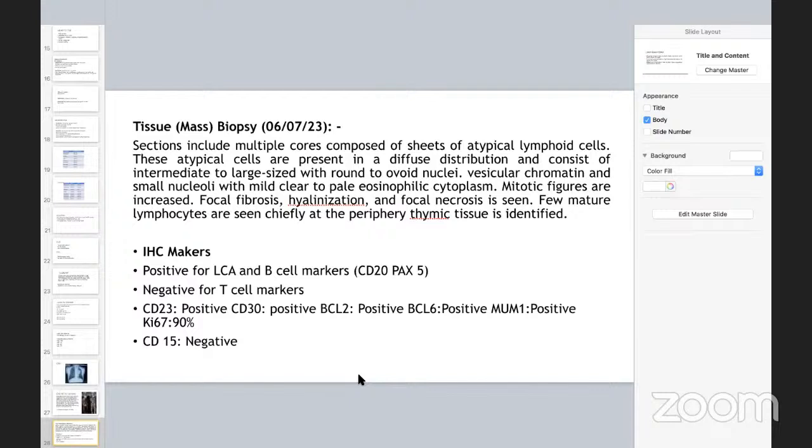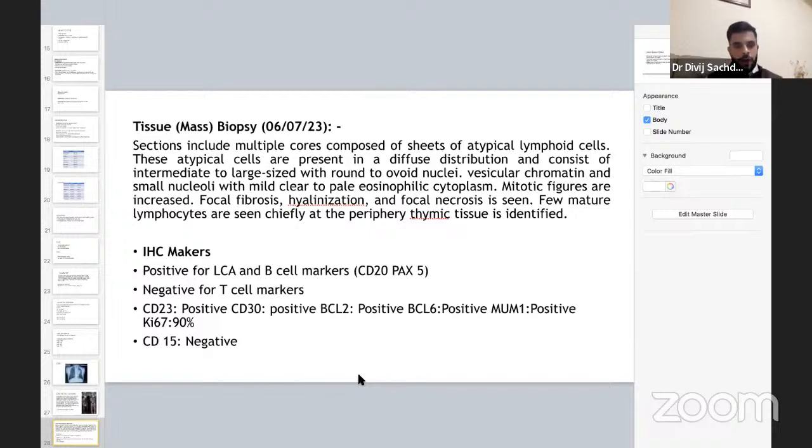CD15 was negative. So, just to tell you about this case, this is actually a doctor's kid that we've been treating, and this was a diagnostic dilemma as well, because this is a rare kind of tumor in the pediatric subgroup, which is the primary mediastinal B-cell lymphoma, and it's a newer entity among the lymphomas. In the last 20-30 years, we've been able to know more about it. Initially, most of them were treated based on Hodgkin's lymphoma-based protocols, so it has a similar kind of IHC as compared to Hodgkin's lymphoma.